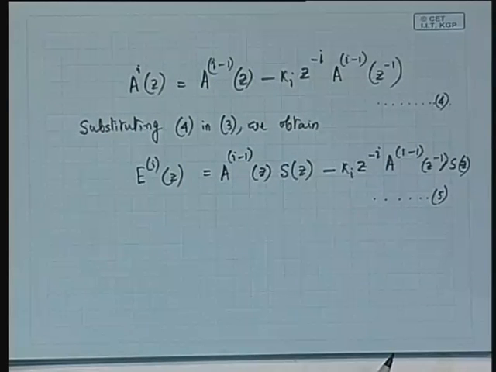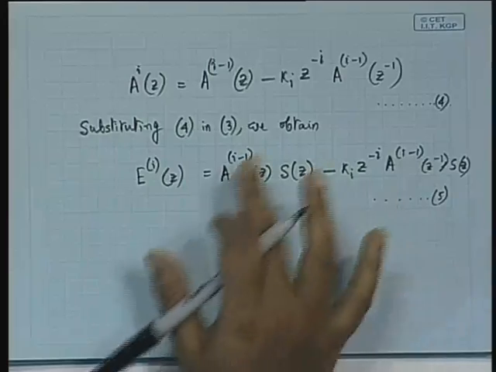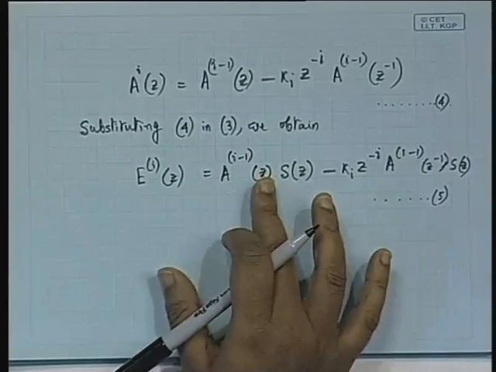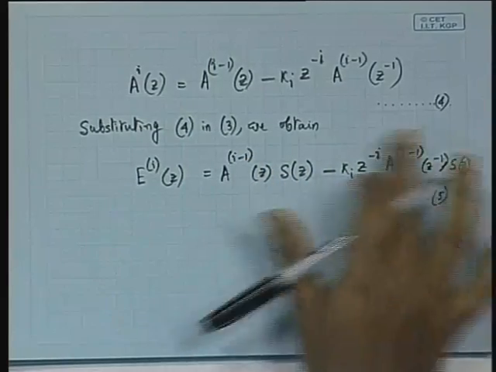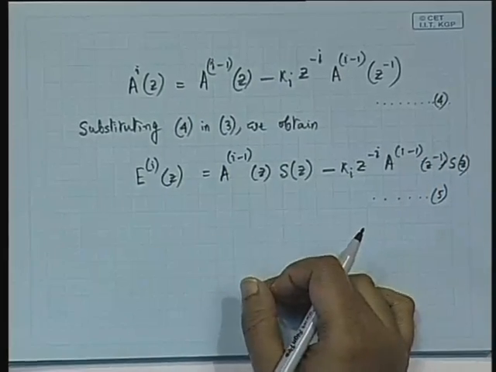Now, what is the first term of this expression? The first term is nothing but E_{i-1}(Z), because it simply results in the prediction error for the i minus 1th predictor. And it's not just the i minus 1th prediction error, but there is something more, a term like this with that interesting Z to the power minus 1.